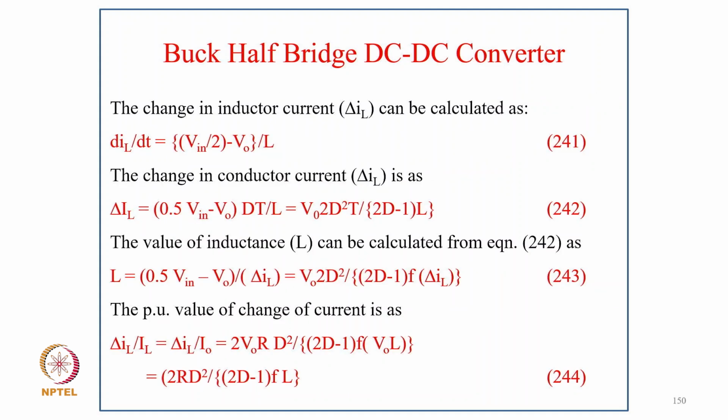Now coming to the change in the inductor current, it can be calculated as dIL upon dt equal to in bracket V in by 2 minus VO upon L, and the change in the inductor current is delta IL equal to 0.5 (V in minus VO) dT upon L, or equal to VO into 2d square T divided by (2d minus 1) into L. The value of inductance can be calculated from L equal to 0.5 (V in minus VO) dT divided by delta IL, that is equal to 2d square divided by (2d minus 1) F into delta IL, and the per unit value of current, that is delta IL upon IO, is 2 VO R d square divided by (2d minus 1) F VO L, or equal to 2 R d square divided by (2d minus 1) FL.